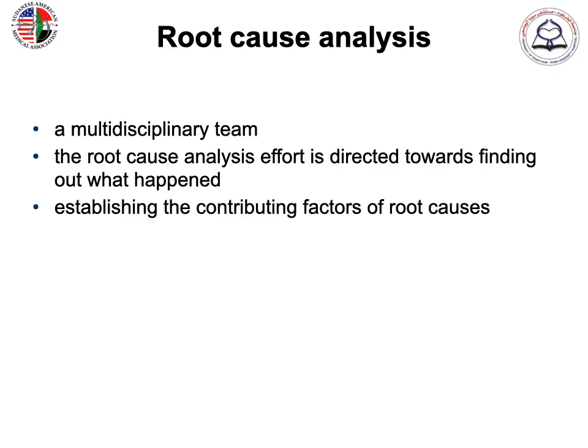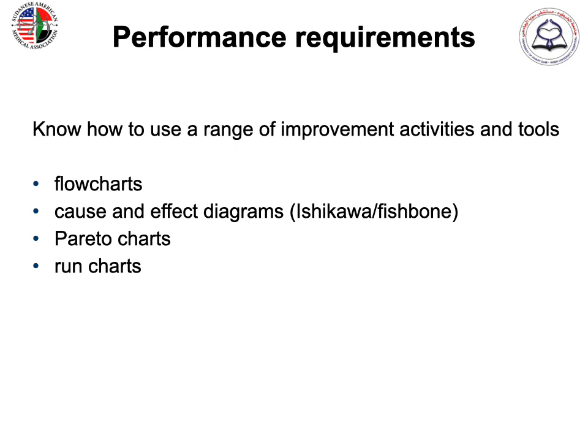One of the methods of quality improvement is root cause analysis. We have discussed this before in incidence analysis. This is a multidisciplinary team. The root cause analysis effort is directed towards finding out what happened, establishing the contributing factors for the problem. Mainly, we try to identify system factors, latent factors that can help to solve the problem, and then we can make suggestions and solutions. This can be implemented through different methods like flowchart, cause and effect diagram, Pareto chart, run chart.